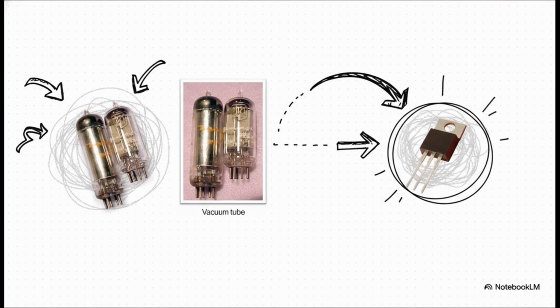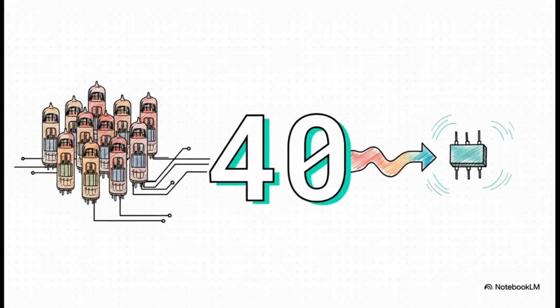And here it is, the solution. That bulky, fragile vacuum tube was replaced by this tiny, solid little device, the transistor. This was a complete and total game changer. And just to give you an idea of how big a deal this was, a single transistor could do the work of 40 vacuum tubes. 40! This wasn't just a small step forward, folks. This was a giant leap in making things smaller and way more efficient.